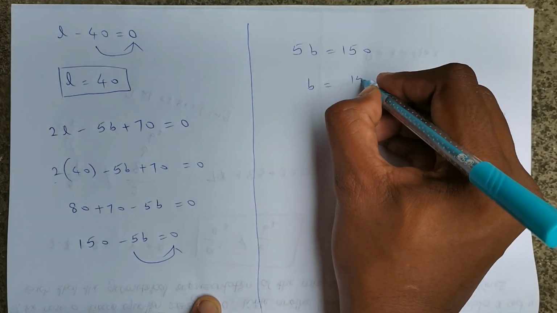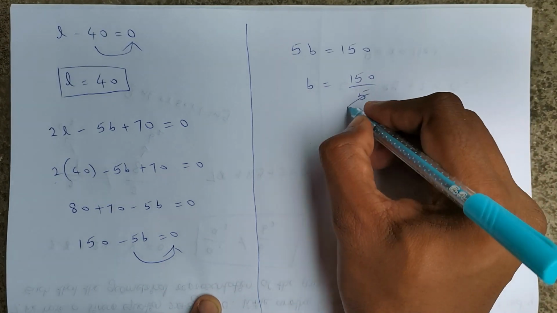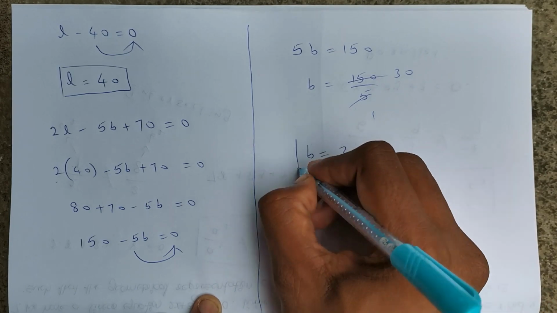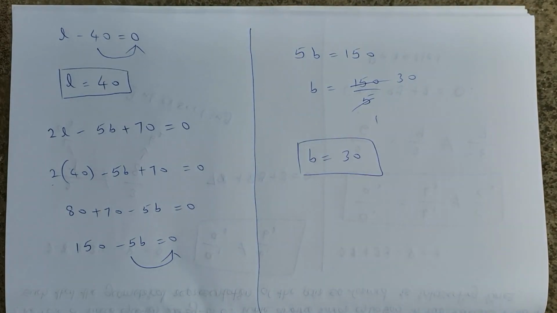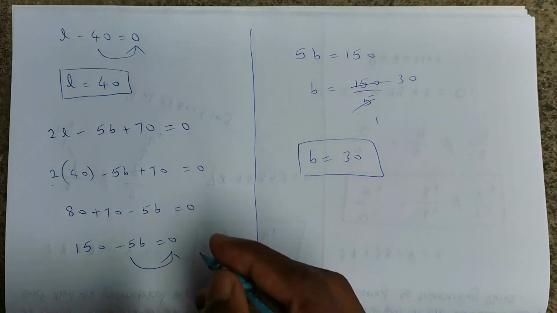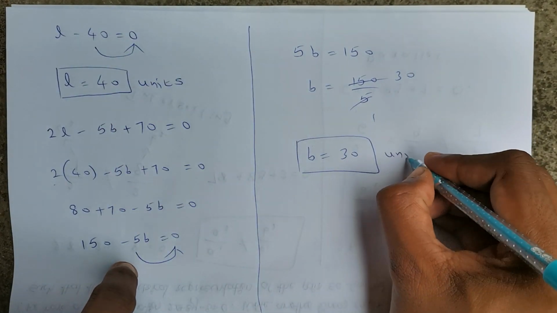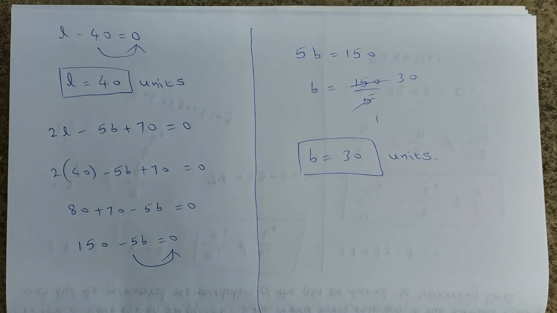Then B equals 150 by 5. 5 ones are 5, 5 threes are 15, so 30. So B equals 30. And the measures are given simply in units only. So that's why length is equal to 40 units and breadth is equal to 30 units.